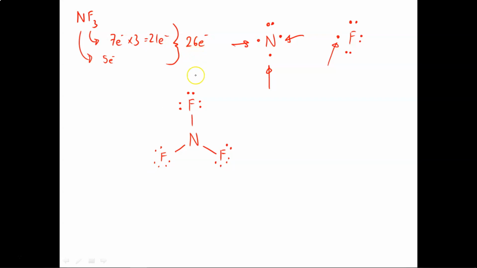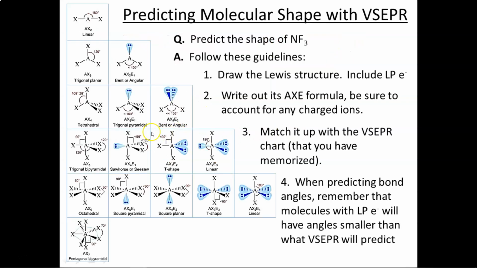Since there's no more room available on the fluorines, I must give them to the nitrogen as lone pairs. Based on my Lewis drawing, nitrogen trifluoride has an AX3E formula. All right, so 1 central atom, 3 ligands, the fluorines, and 1 lone pair of electrons. Looking at my VSEPR chart, I see that AX3E is trigonal pyramidal, so it's going to look like this.